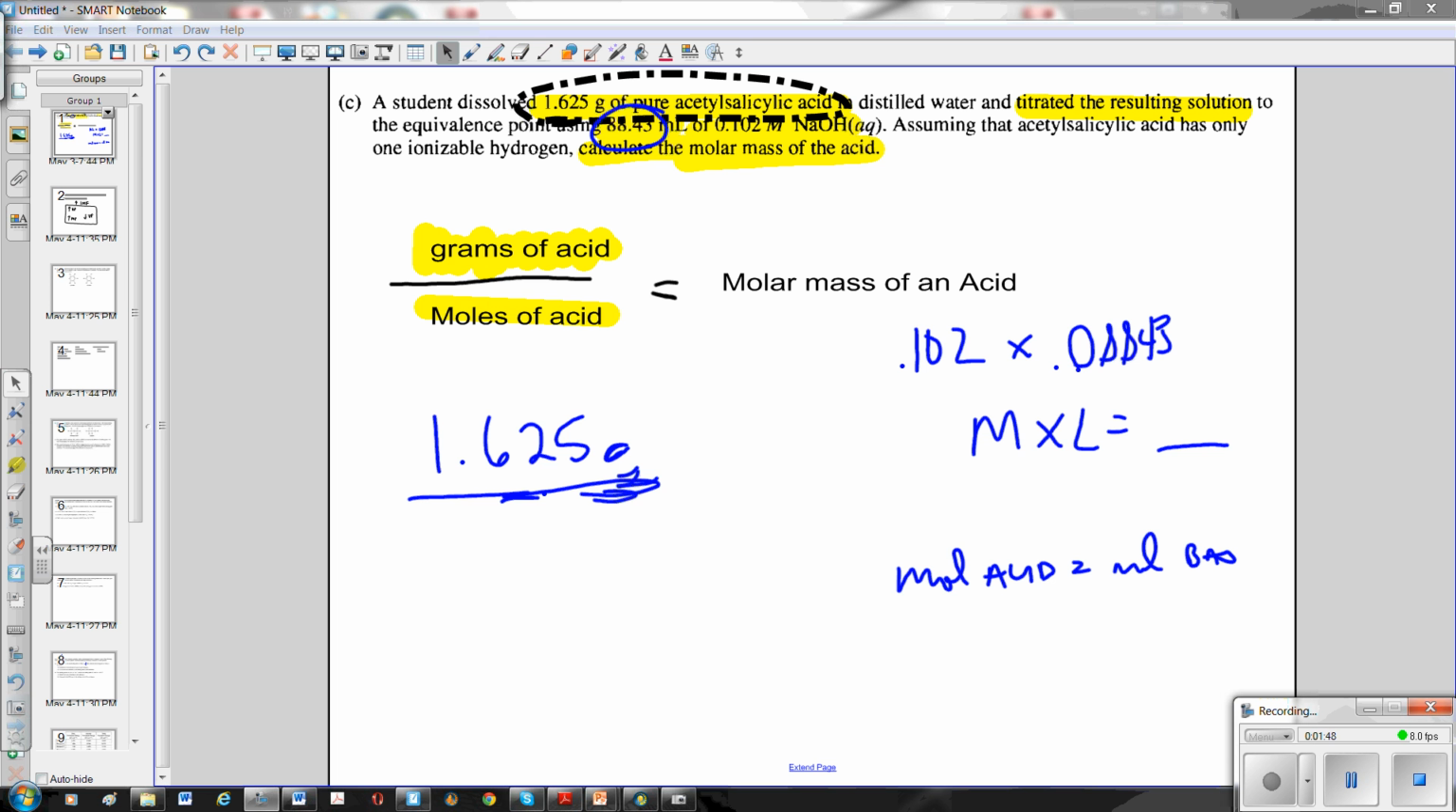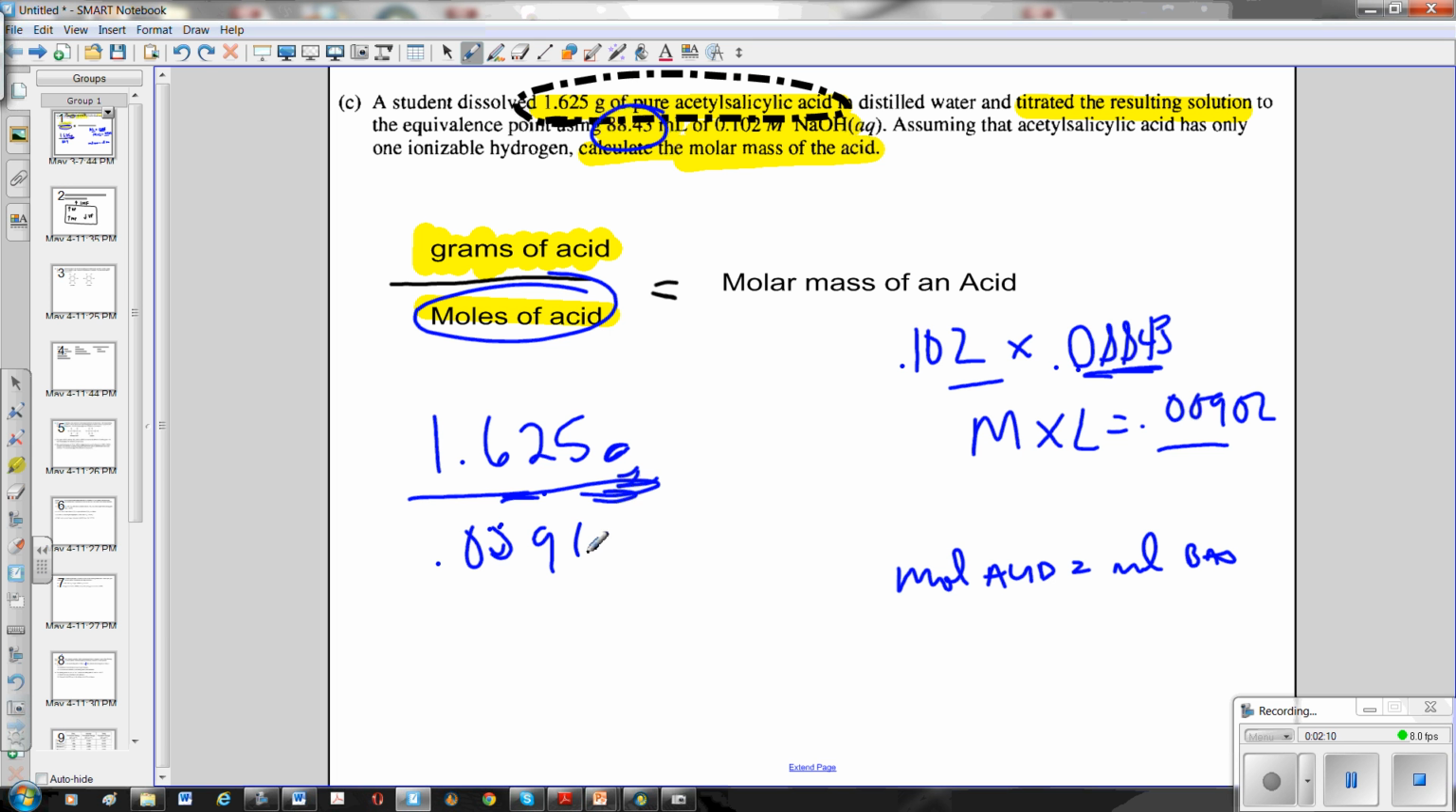So when I multiply the 1.102 times the 0.08843, I get 0.00902 moles. I'm going to drop that down here where moles of the acid goes, 0.00902 moles. Divide one by the other, and I get 180. With sig figs, I put 180 point. And that is the molar mass of the acid.